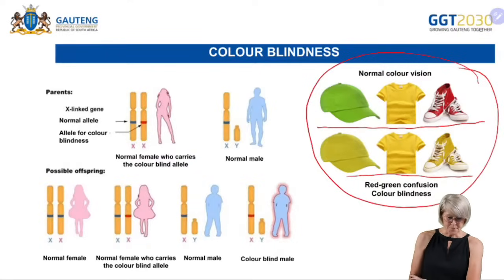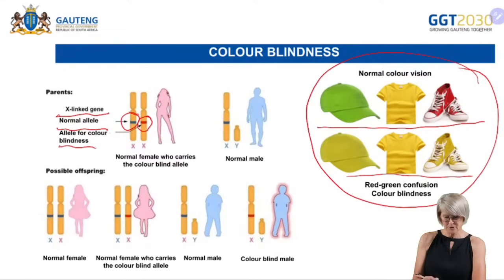Now again, as we said, it's an X-linked gene. We have a normal allele, and you can see it on this chromosome, and then we have the allele for color blindness on this allele. Okay, remember these are each X chromosomes. The father, he's normal. He doesn't have color blindness, so he has the normal allele, and on the Y chromosome there's no space for that allele, so he just doesn't have an allele for vision.